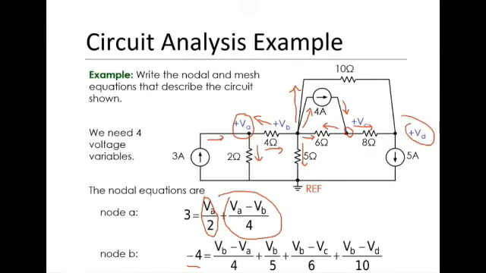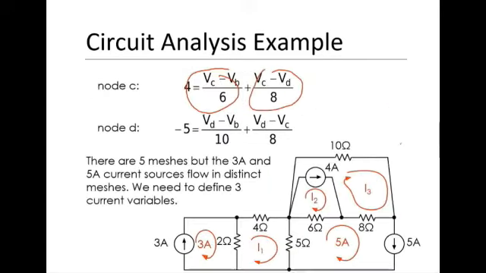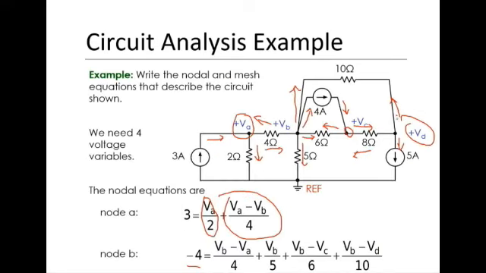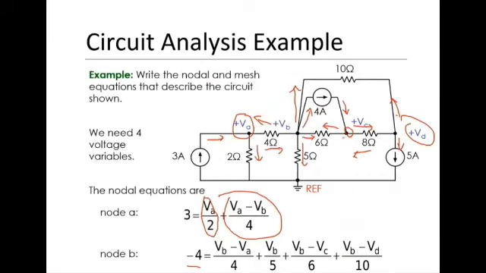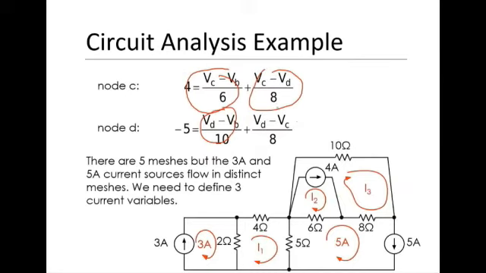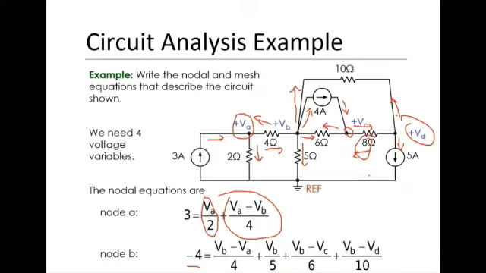Node D, still the same, right here. So we have node D, and we have this current going out here, this current due to the current source, and this current going out here. So since it's going out, it's negative 5. This is going out, VD minus VB over 10, right here. And we have VD minus VC over 8. That's the current going through here, and you have this. So you now have 4 equations and 4 unknowns for this example, for nodal analysis.